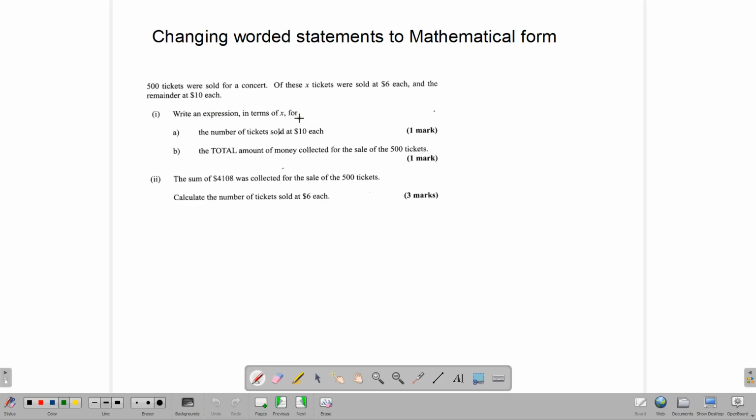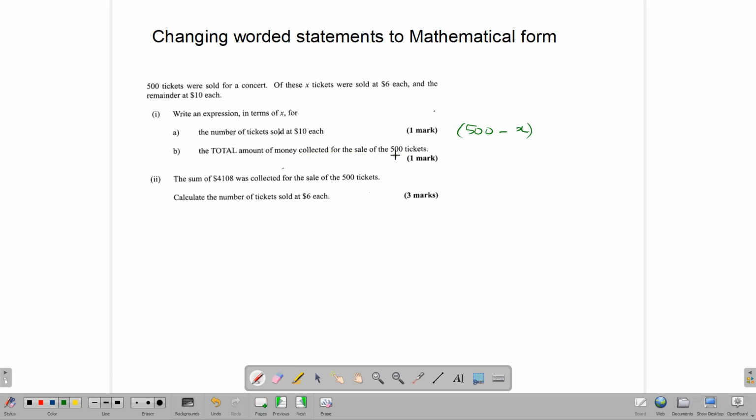Write expressions for this. The number of tickets sold for $10. Now there are 500 tickets. X were sold for $6, and the remainder was sold for $10. The number of tickets sold for $10 would be 500 minus whatever X was. So we take out the number of tickets that were sold for $6, and then the remainder of those tickets would be sold for $10.